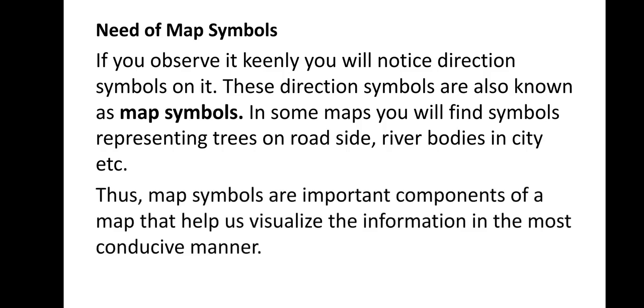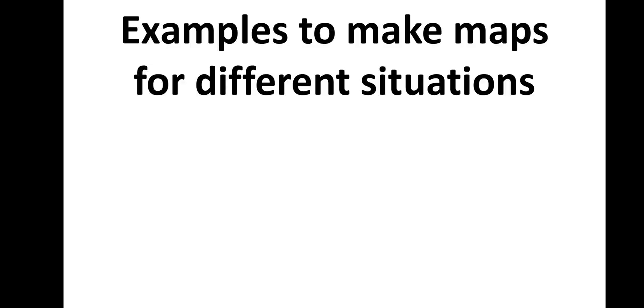Thus, map symbols are important components of a map that help us visualize the information in the most conducive manner. So one needs to be careful about the map symbols which are to be used while making a map for a particular scenario, or for a particular activity, or for a particular city. Now, examples to make maps for different situations.